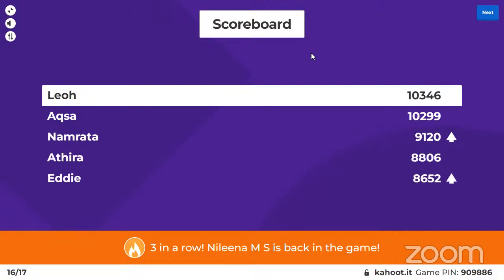Slight changes. Eddie is back with 8,600 points. Athira, Namrata, Aqsa, and Leo still remain, with Aqsa touching 10,000 points. Leo has already been at the 10,000 points row. Nilina is back in the game with 3 correct answers on the trot. Let's take a look at the last question. The last question is going to be based on, again, that particular image. Question number 17 is going to come up on your screens. I'm not sure how many points the quiz master has kept for it. Is it the ordinary one or is it double points? We'll have to take a look at it.